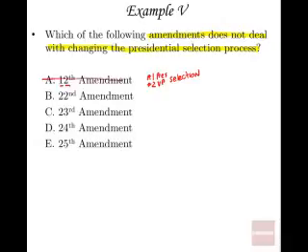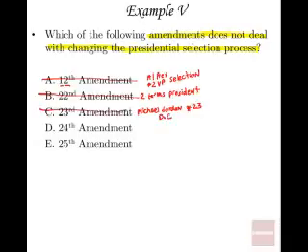So 12 is incorrect. 22nd Amendment. So 2 terms, president. That has to do with the presidential selection process as well. So that's incorrect. My favorite mnemonic here: Michael Jordan is allowed to vote for the president, number 23, going to DC. So the 23rd Amendment is incorrect.